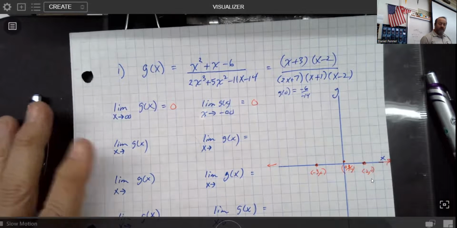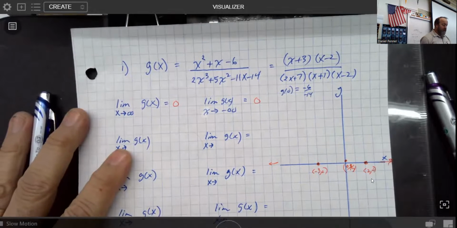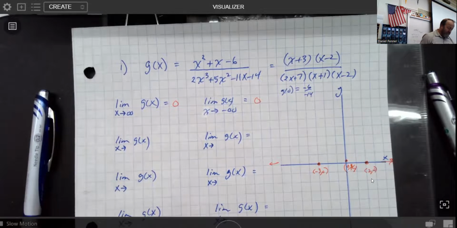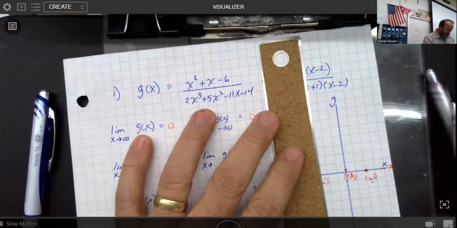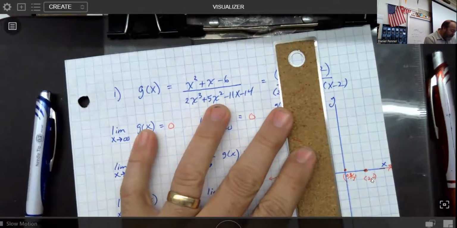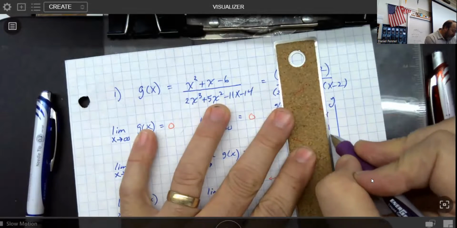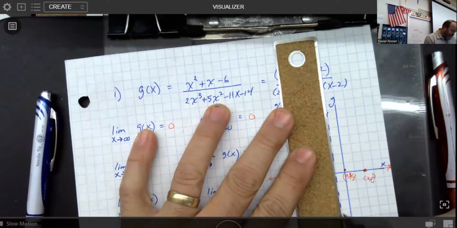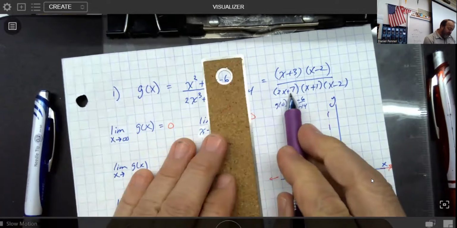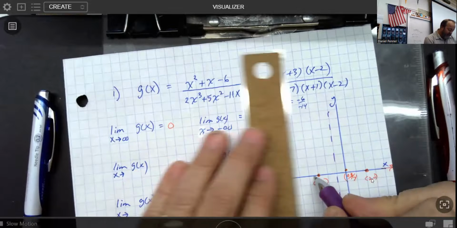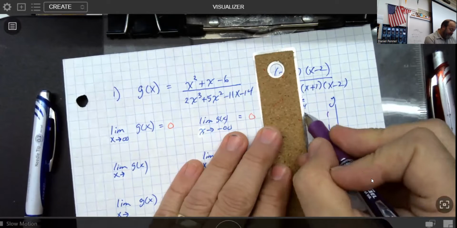Now, I also know that based on where the denominator goes to 0, we have a few vertical asymptotes. I see there's a vertical asymptote right here at negative 1, so I'm going to go ahead and graph a vertical asymptote at negative 1. I also see that there's a vertical asymptote at negative 7/2, which is negative 3.5, right in here somewhere.